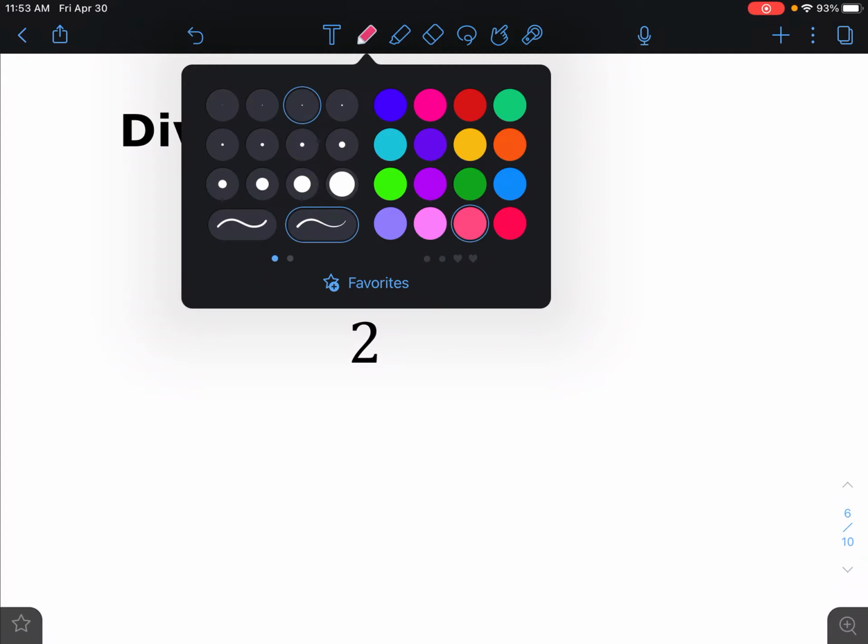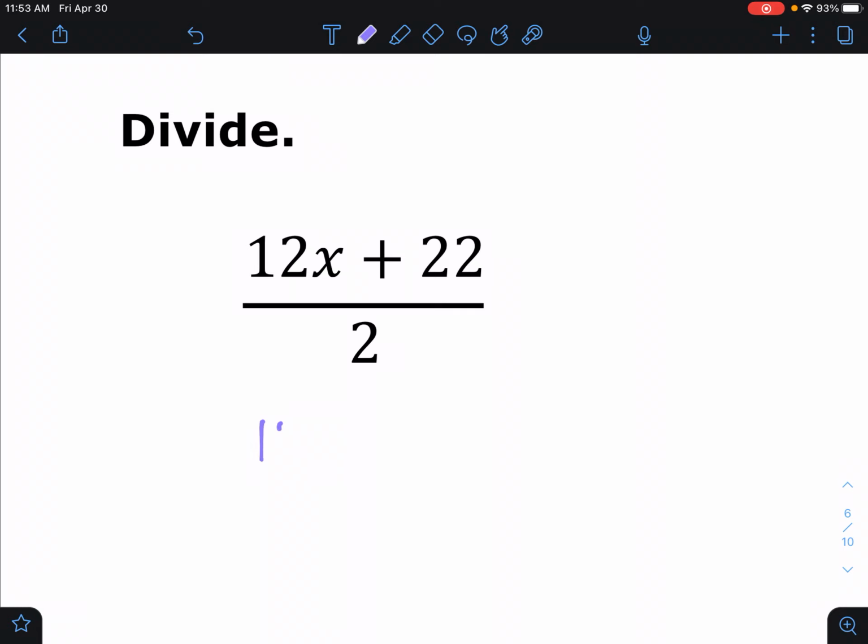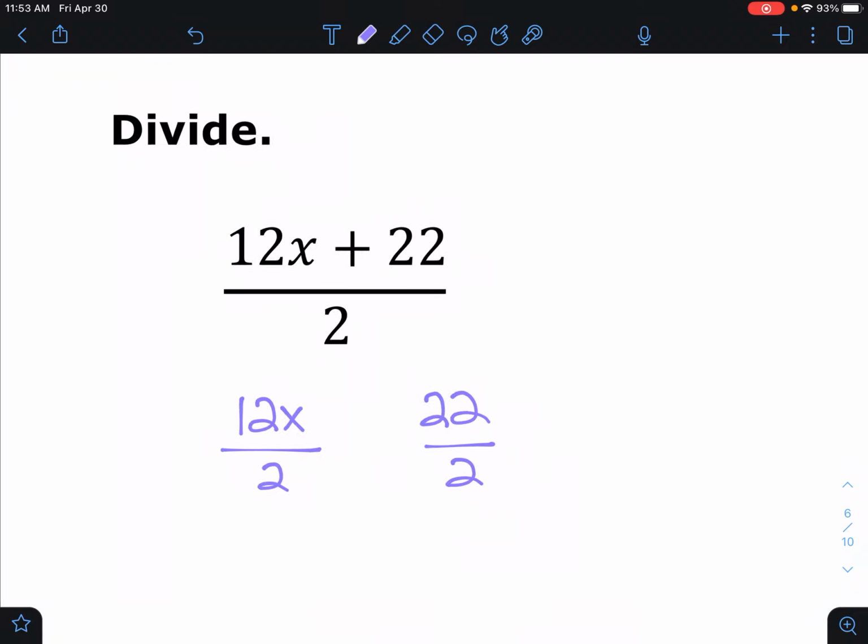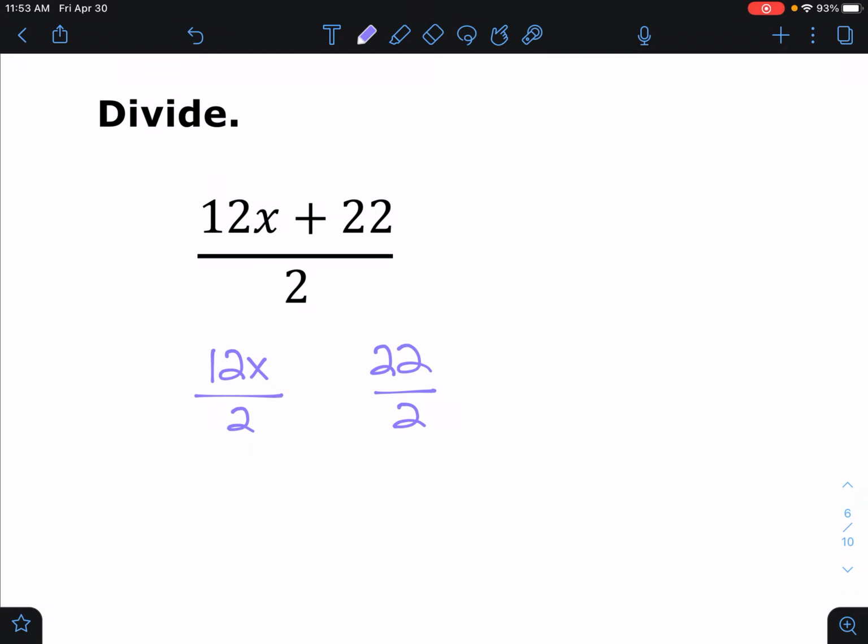We're going to take every term in the numerator, so 12x and positive 22, and we're going to divide them both by 2. Since there are two terms in the top and we're dividing by one term, we should have two terms left. 12 divided by 2 is 6. I have an x in the numerator, no x in the denominator, so that's going to stay an x. And 22 divided by 2 is 11. It's a positive 11, so we're just going to put a plus or minus sign in between every term.